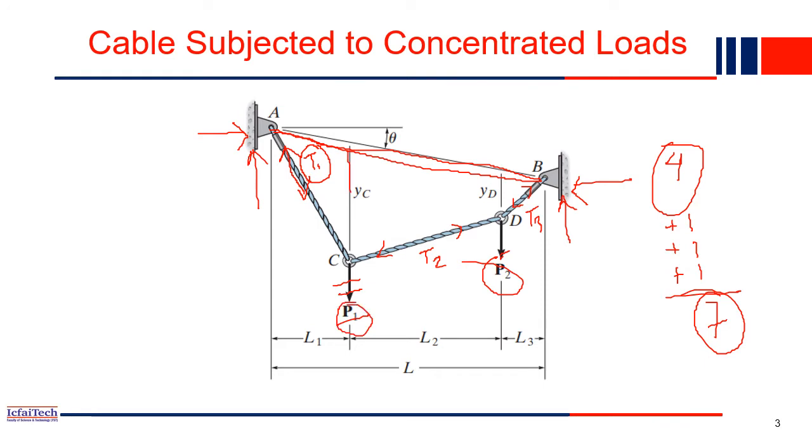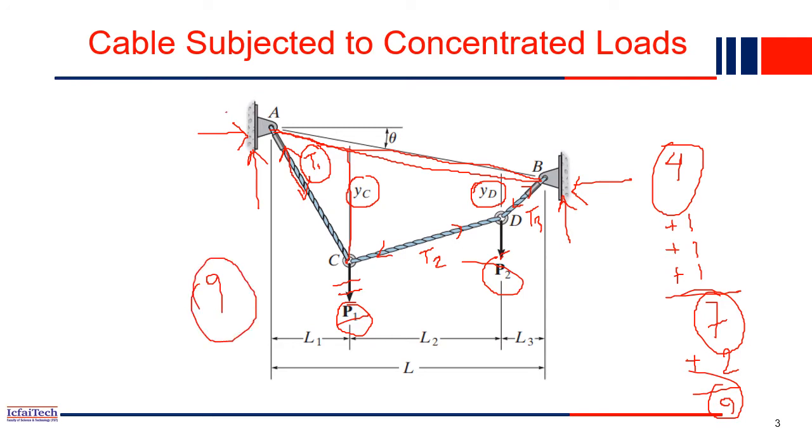So now there is a sag. YC is also unknown and YD is also unknown. So these two are also unknown. So total 7 plus 2, 9. So in this problem, you have total 9 unknowns.